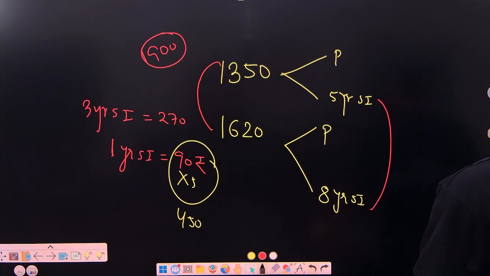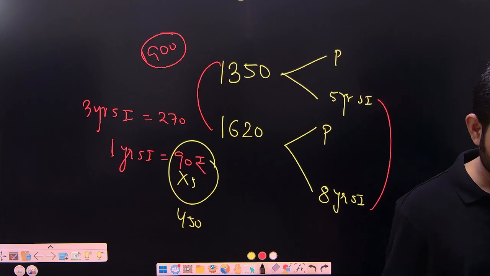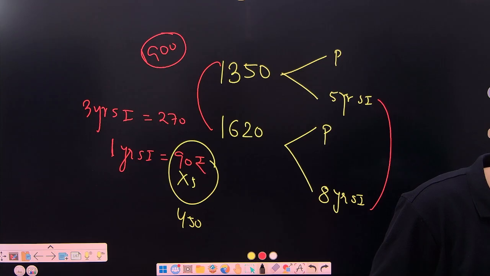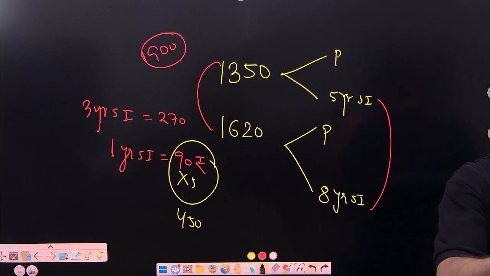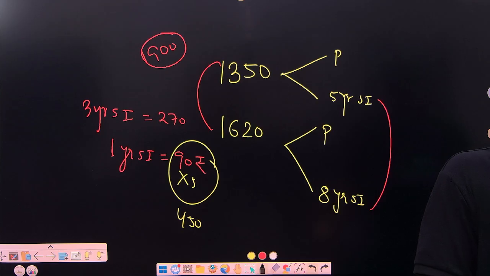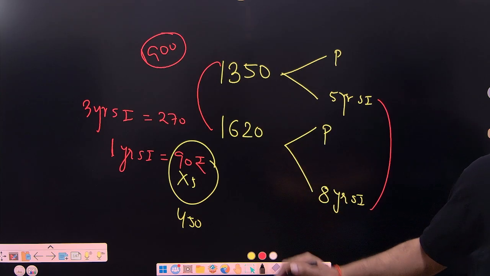Quite clear? For the next question, you need to solve it by yourself just for your practice, nothing else. The next question, number 2, of the same type, you need to solve by yourself, just applying the short trick method.